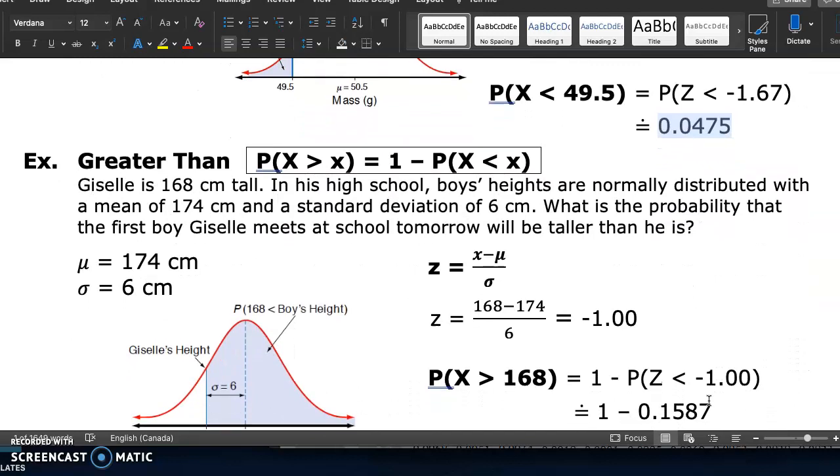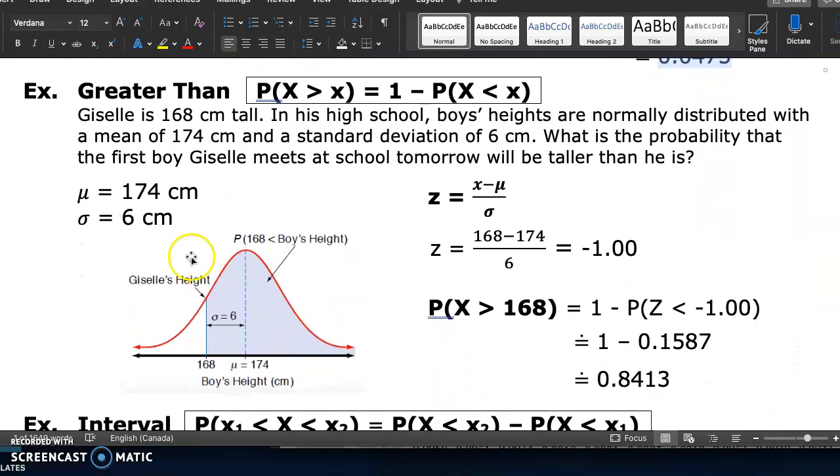Let's try another technique. Greater than. So we know that our z-score tables measure to the left-hand side. And if we want to be able to get the area to the right-hand side, what we could do is the following. We can calculate the area to the left-hand side. And if we know that the total area underneath the curve is equal to 1, then we can do 1 minus this area that we can calculate using the z-score table.